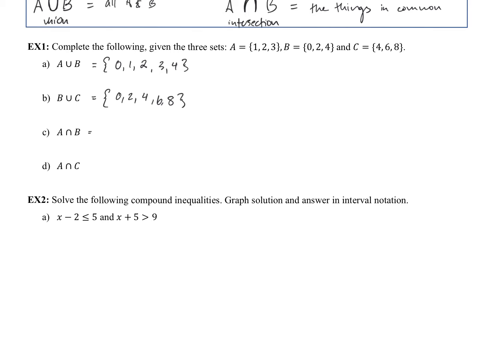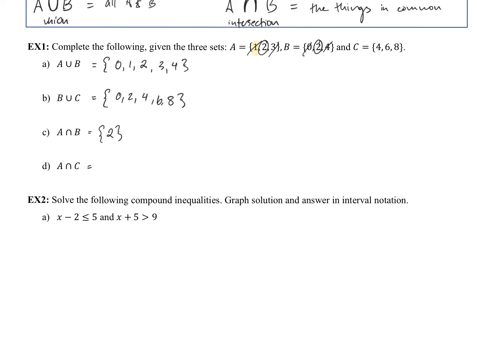A intersect B. So intersect, that's just talking about what they share in common. Kind of like friends only share certain hobbies in common. So A and B, what do they share in common? Well, A has a 1, but B does not. Okay, they don't share that in common. A has a 2. Ooh, B has a 2 as well. A has a 3, and B does not have a 3. So that is it. The only thing they share in common is 2. So just go ahead and write 2.